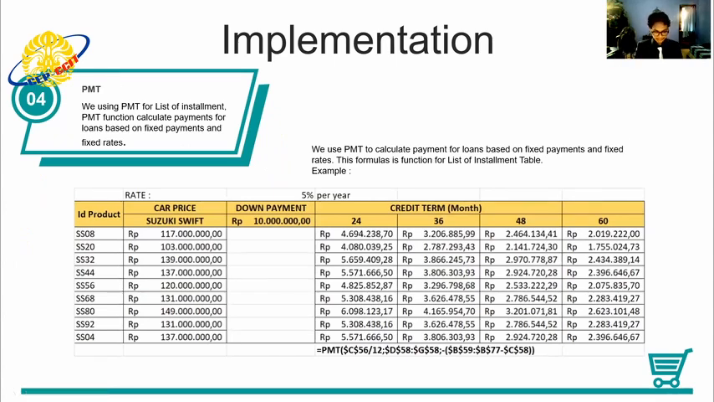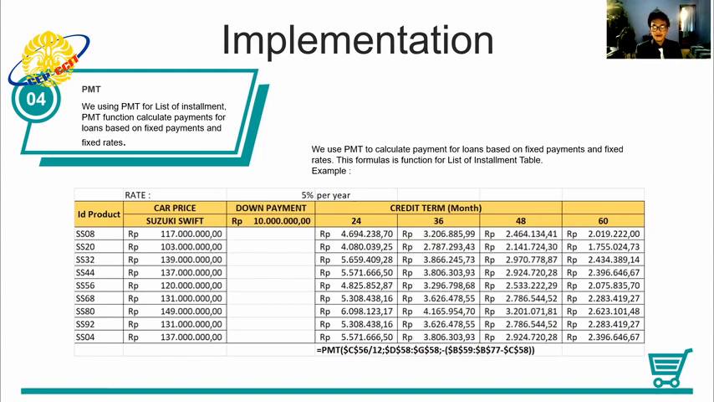PMT. What is PMT? PMT is the financial function that calculates the payment for a loan based on constant payment and a constant interest rate. Use the Excel formula to figure out the monthly loan payment. So we use PMT for the list of installments. The PMT function calculates payment for a loan based on fixed payment and fixed rates.